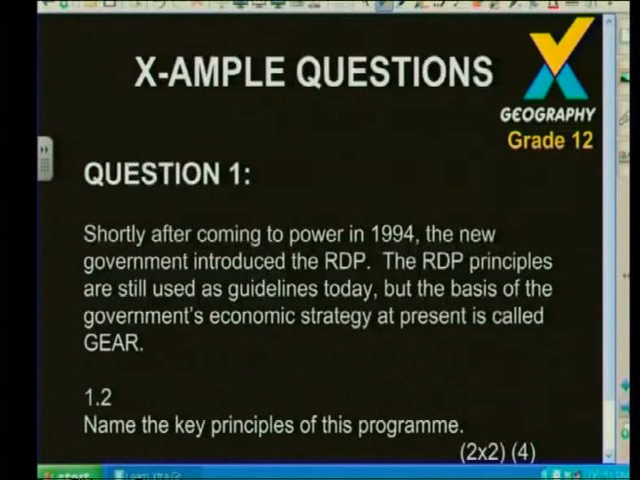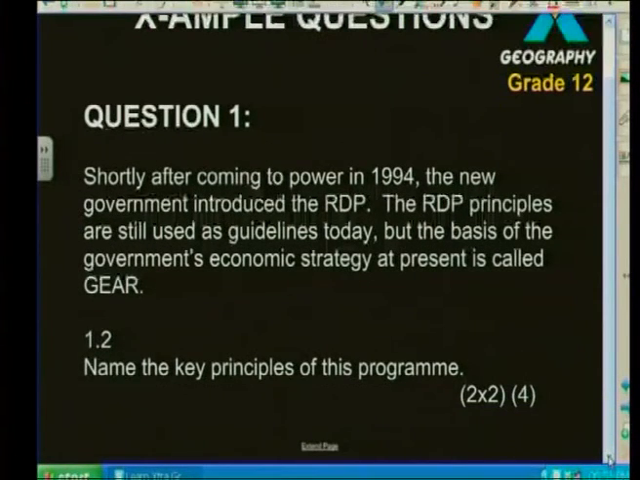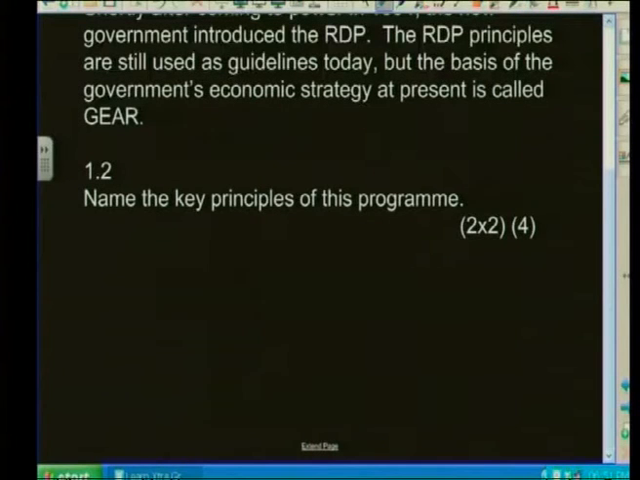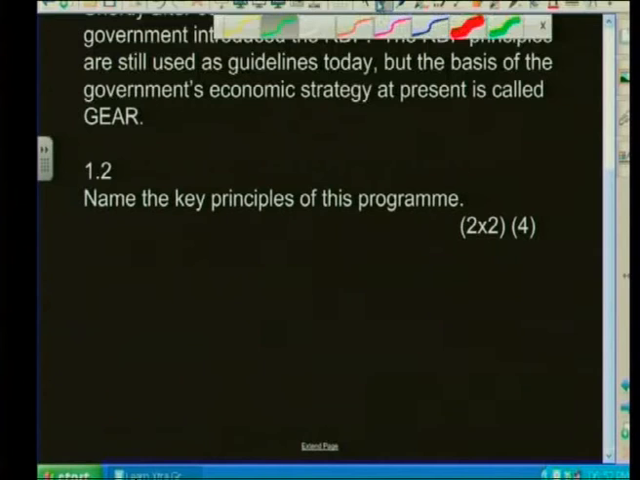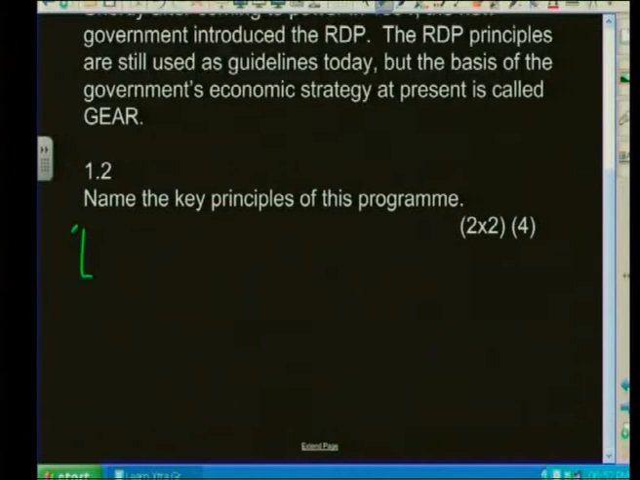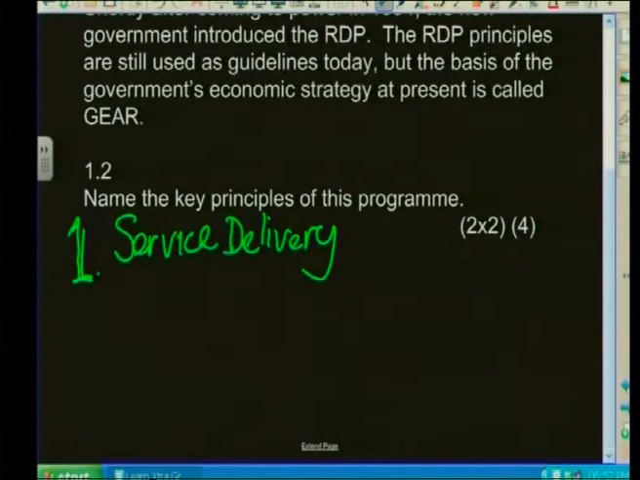Moving on to question 2. Name the key principles of this program, again referring to the RDP. Let's look closely at the principles of reconstruction and development in our country. Number 1, service delivery. One of the crucial aspects of the government was to ensure that service delivery occurred throughout the country.